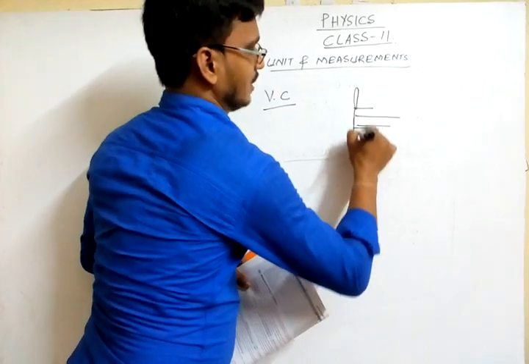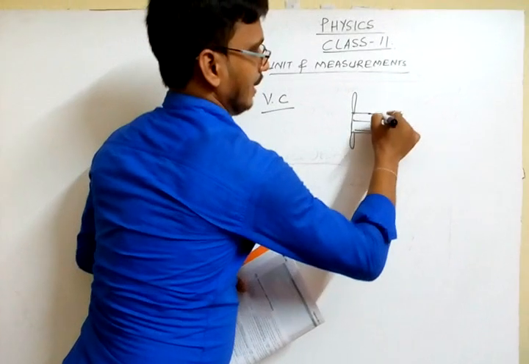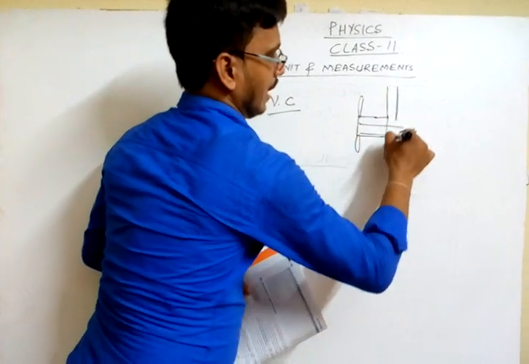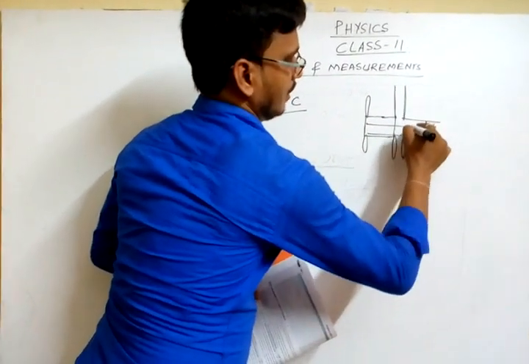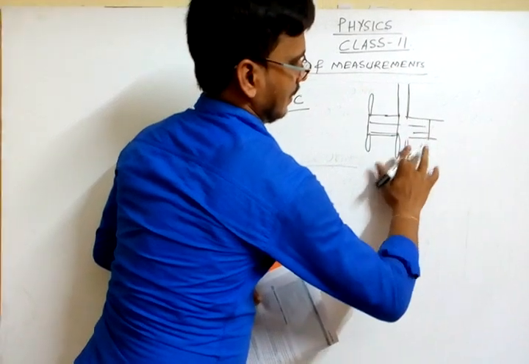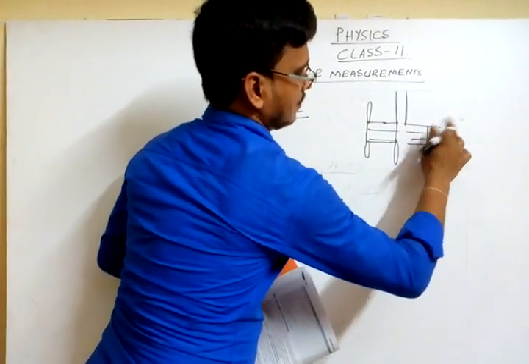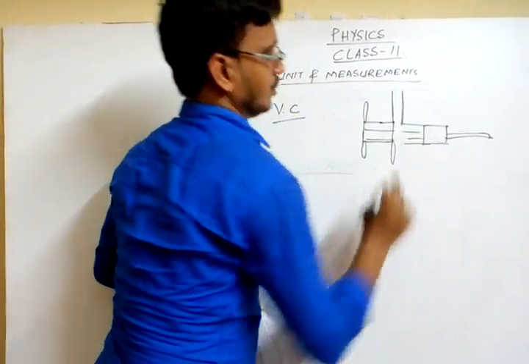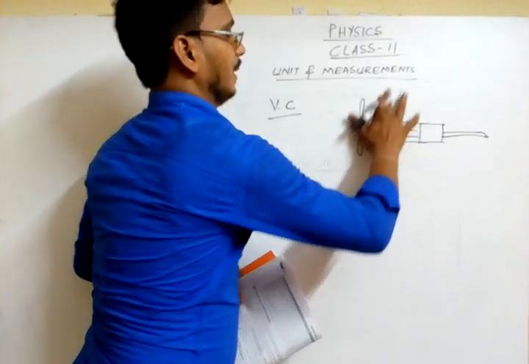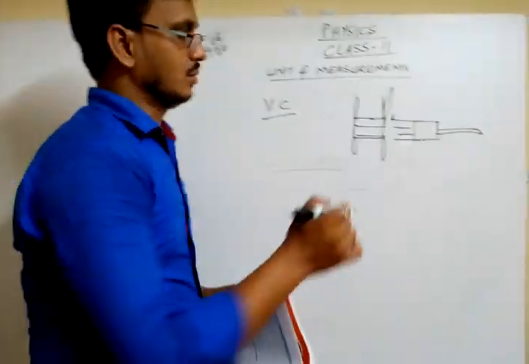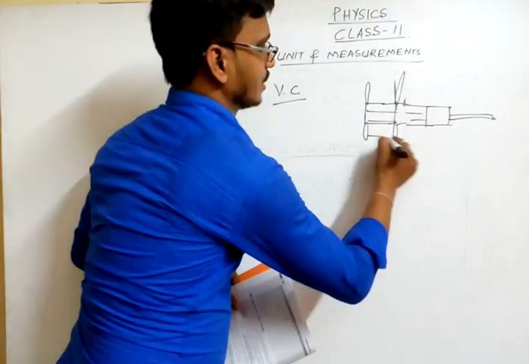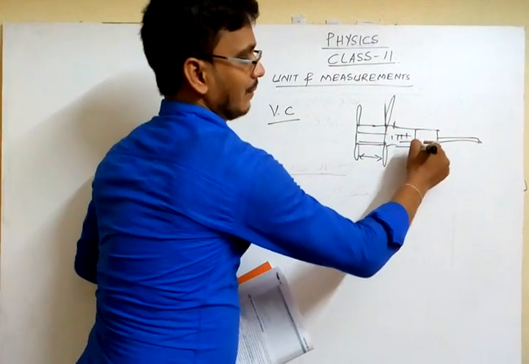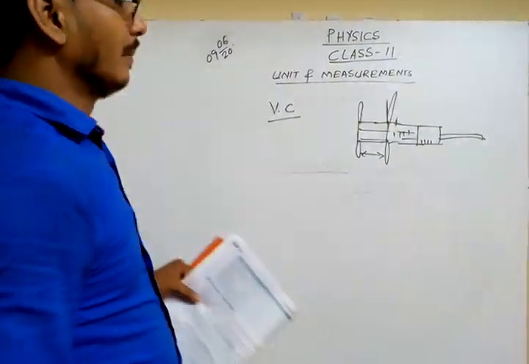One end is fixed like this, and another end is moved, like these types of instruments. I hope you remember. So what happens here? The length we have to measure, we place here. After that, we tighten it, and there are readings: the main scale reading and the vernier scale reading. Those we have to match.